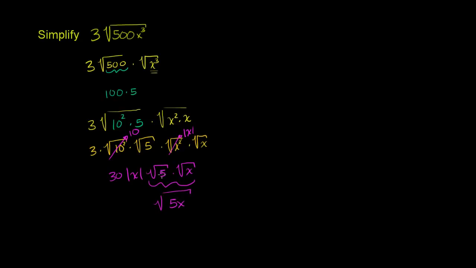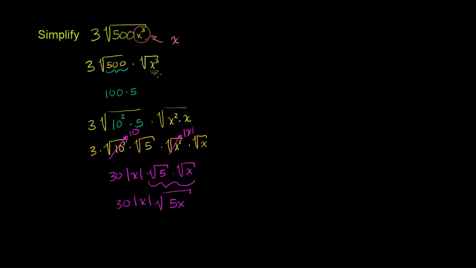Taking the square root of something and multiplying that times the square root of something else is the same thing as just taking the square root of 5x. So all of this simplified down to 30 times the absolute value of x times the principal root of 5x. And this is what we got in the last video. And the interesting thing here is, if we assume we're only dealing with real numbers, the domain of x, the x's that will make this expression defined in the real numbers, then x has to be greater than or equal to 0.